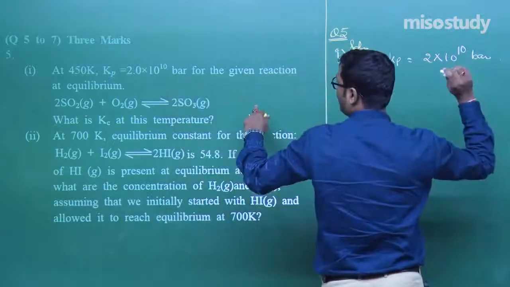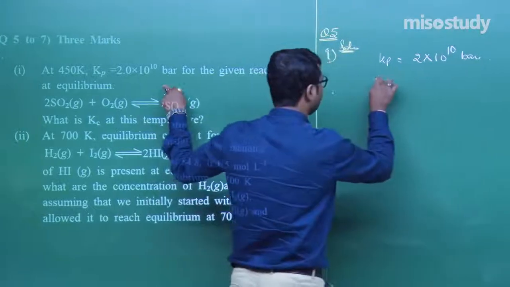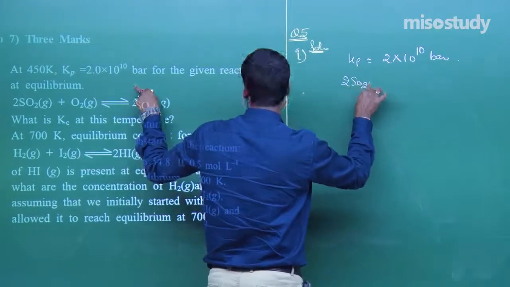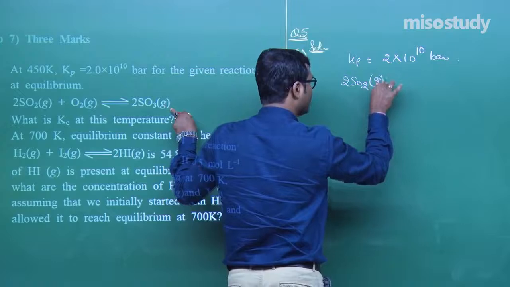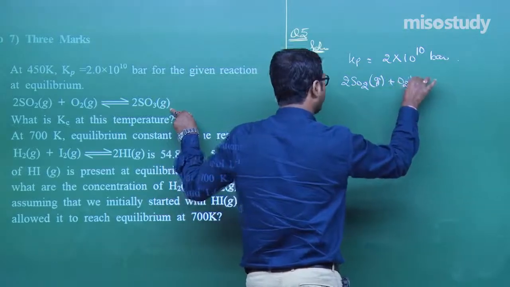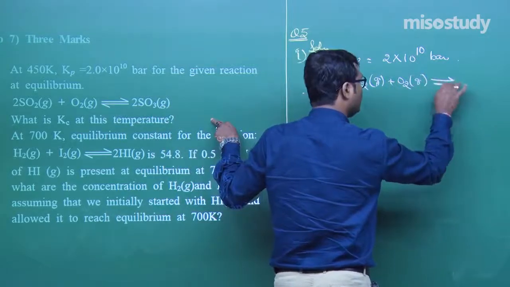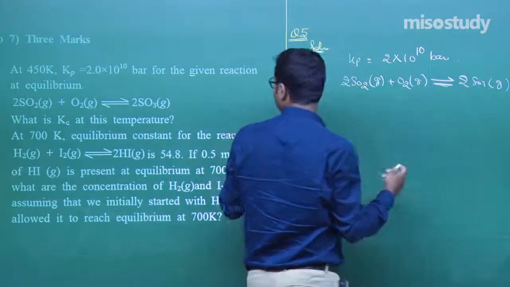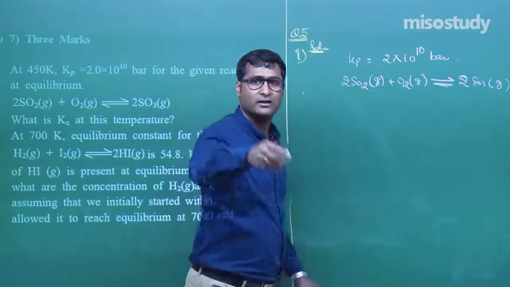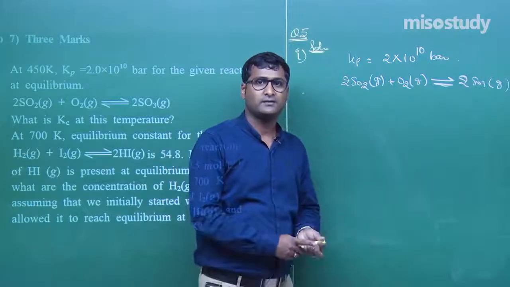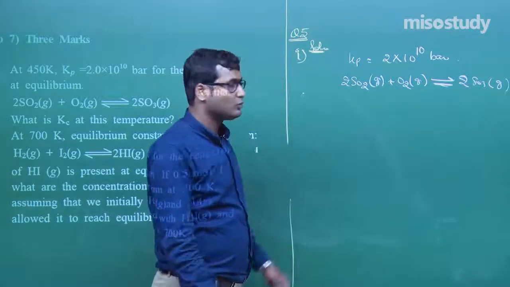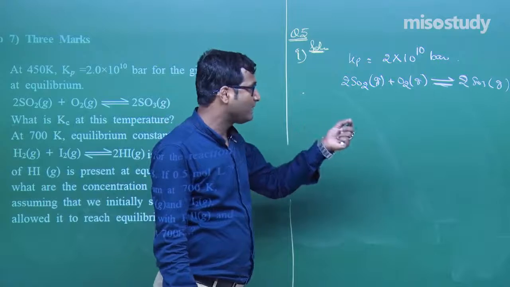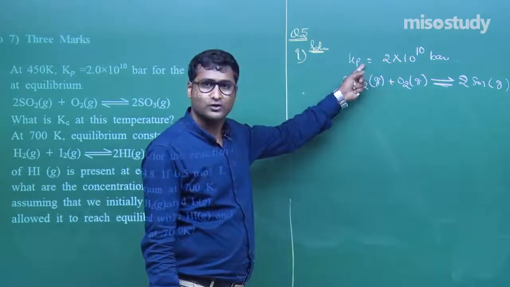For the given reaction, what is the given reaction? 2SO2 plus O2 gives you 2SO3. This is the reaction. What is the Kc at this temperature? Now, my friend, it's your turn. How to find the Kc? I have discussed this type of question just before.